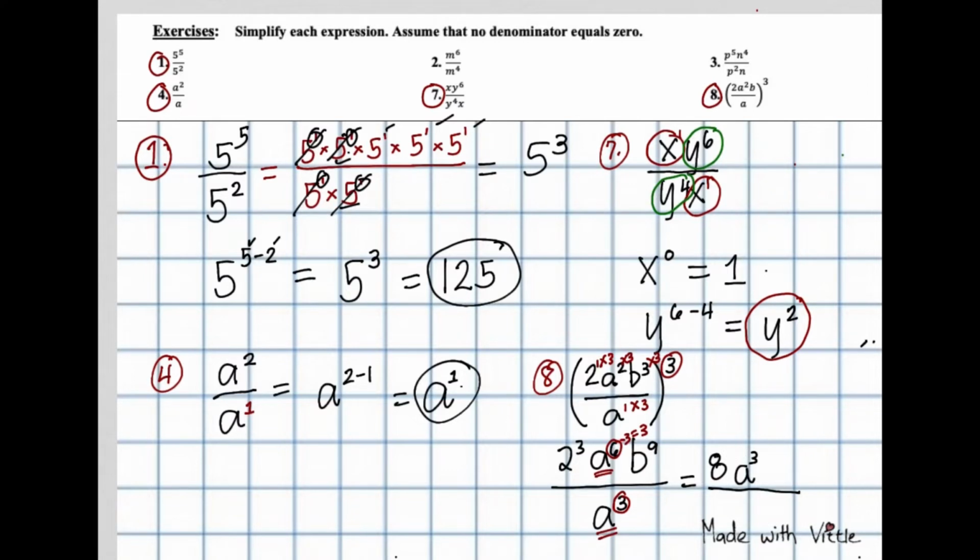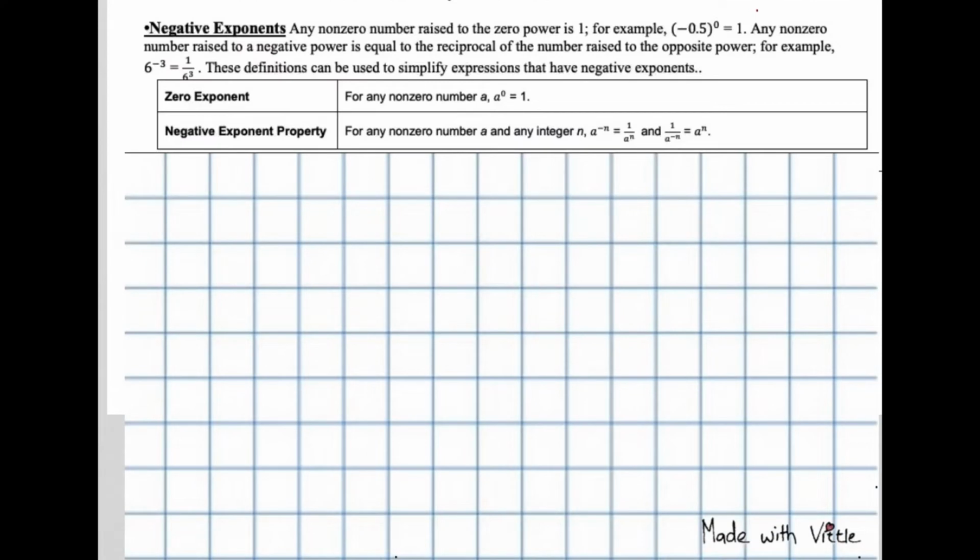There is no other variable like b, so b to the ninth power will stay as is. Nothing is left at the bottom but 1, so our final answer is 8a to the third power, b to the ninth power. Okay, so like what we said earlier, anything that is raised to the 0 power will always equal 1. So, for example, negative 5 or negative 0.5 to the 0 power will be equal to 1. And that's what we call the zero exponent.